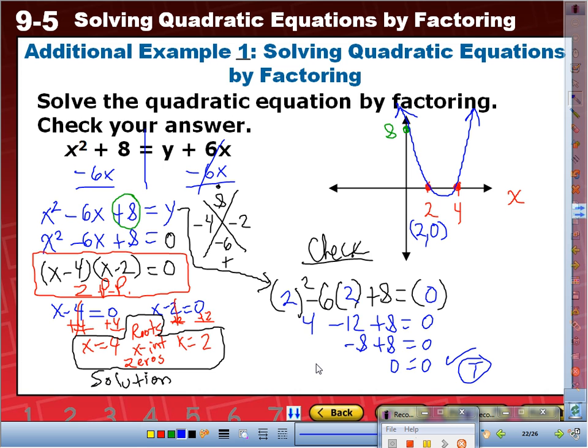What's that? You can check with the other, but for right now, I'm going to check just that one. Okay? All right. Any questions? Let's go to the next one.